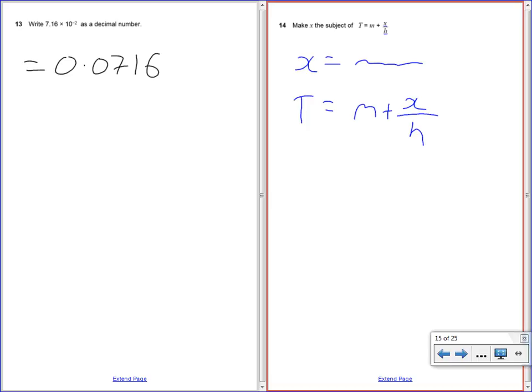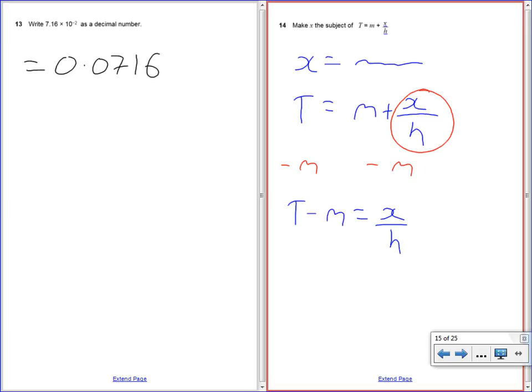So the first thing I like to do is anything that doesn't have an x in it, get to the other side. So we've got this x over h. That's where x is occupied at the moment. But the m is nothing to do with the x. So I'm going to subtract the m from both sides. And that will give me t minus m equals x over h.